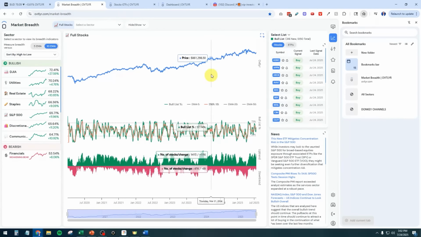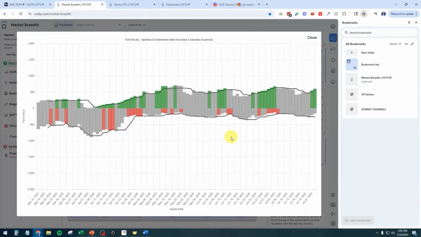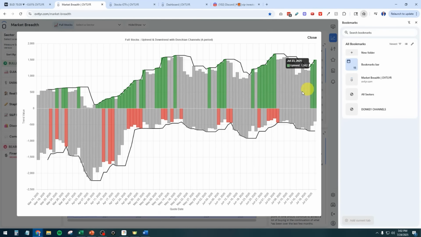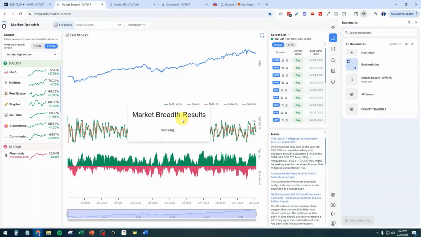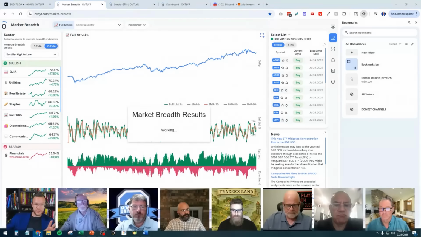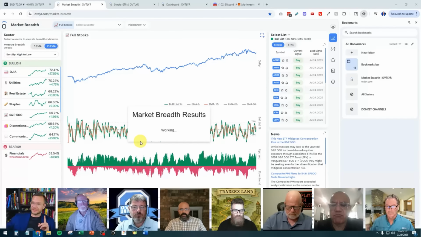And then it only works when you get to this page. Once you're on the market breadth page, you can hit the Donkey Channels button. That's what I named it. And it'll show you the Donkey Channels like this. And then you can hit the All Sectors button. This takes a moment to work, but it works brilliantly. It's going to calculate all those Donkey Channel scores, and then pop it all up on your screen like that. So there's your tutorial on how to do that.